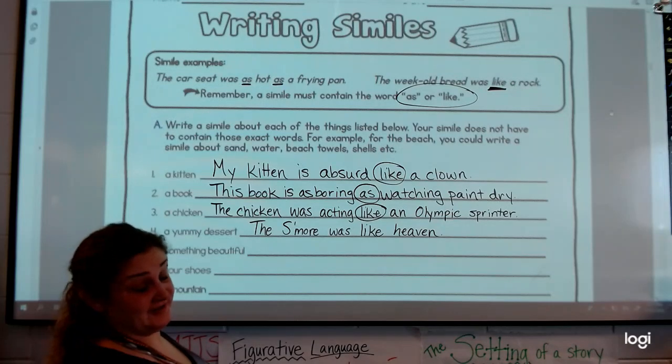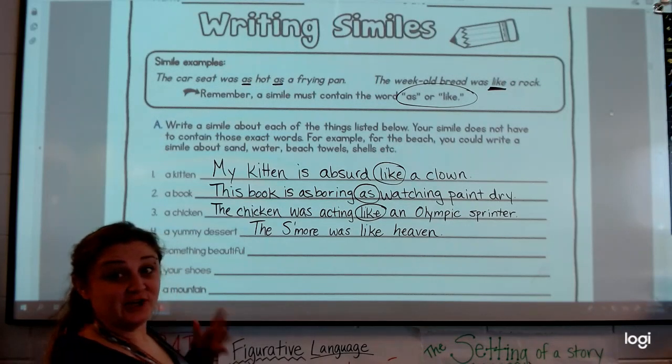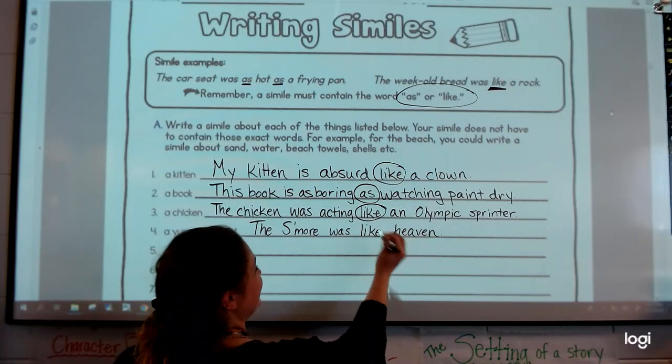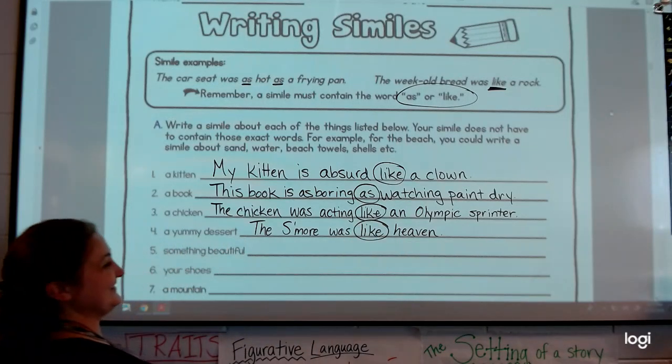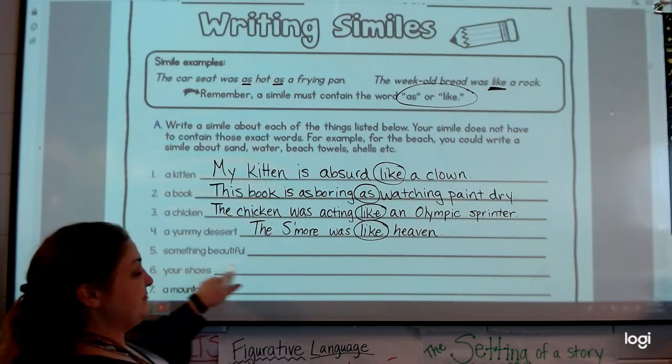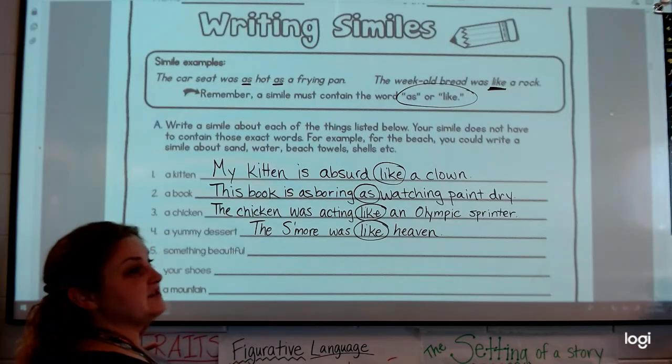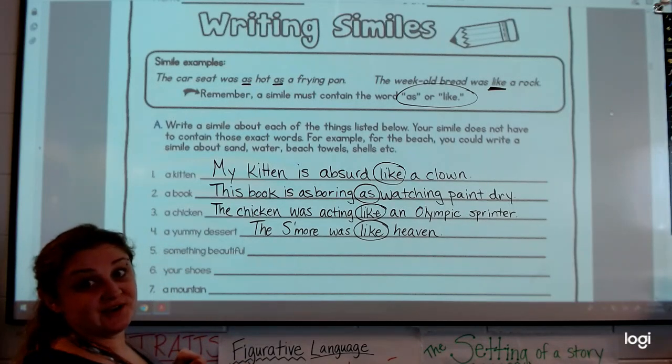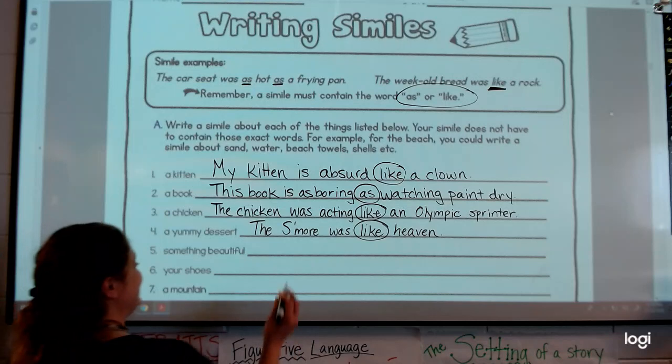Okay? They're obviously not the same thing. But the good qualities of s'mores, I'm comparing to heaven. Something beautiful. You can think of anything that's beautiful. My mind always goes to something in nature that I like to look at. So I'm going to talk about the mountains.